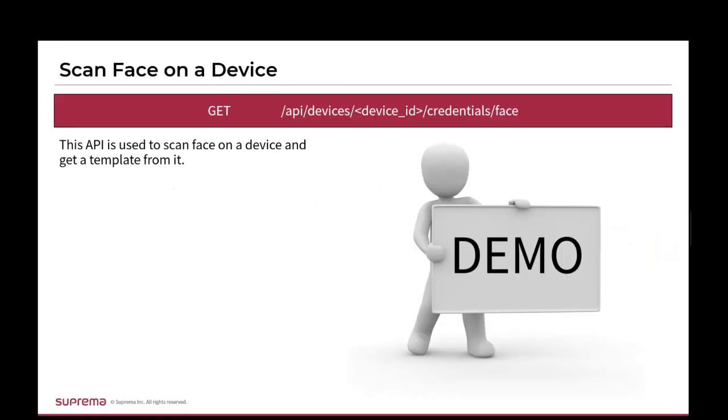The first step, scanning your face on a device, uses the following API. This API will scan the face on a device and retrieve a template from it. Instead of going over the details of the API in text, I thought it'll be more helpful to actually show you in Postman how it works. Also, I'll put a link to a detailed article at the end of this webinar that has all the information that I'm explaining right now so that you can look it up later on.